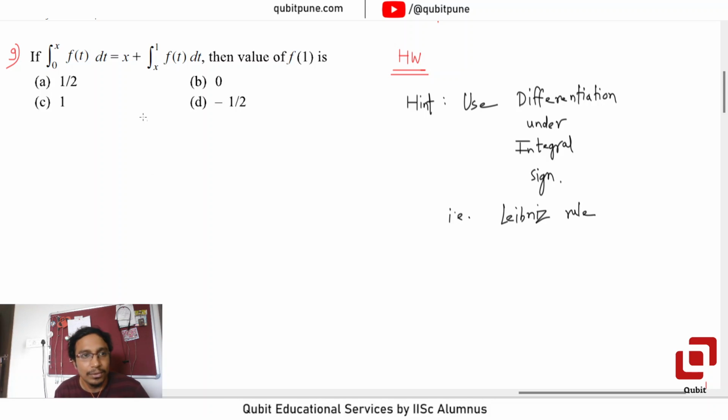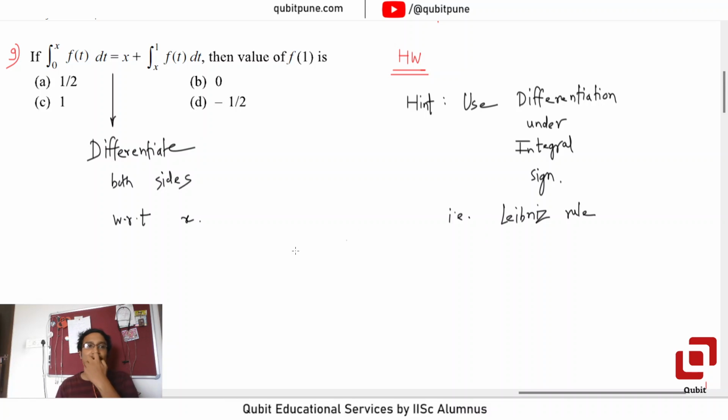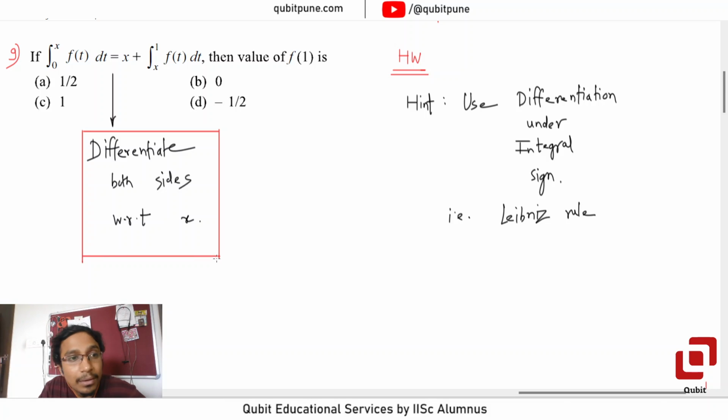Take the derivative on both sides, you will get the answer. Okay, take the derivative on both sides to get the answer. What is it? Is it 1/2? I don't know the answer. Could be 1 by 2. Did you try that? Okay. So Nabil has got option A. I'll just mark it here.